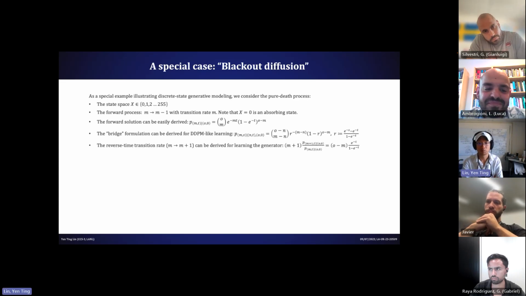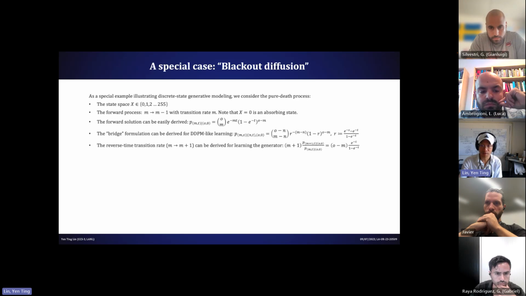And so this can be performed for arbitrary s and t, so it's a finite time jump. It looks like DDPM-like learning. The connection is that in DDPM you do Gaussian, so this Brownian bridge kind of formula, and here we have this binomial bridge formula, which we can use to learn. And the reverse time transition rate can also be derived, so this would be analogous to learning the SDE.